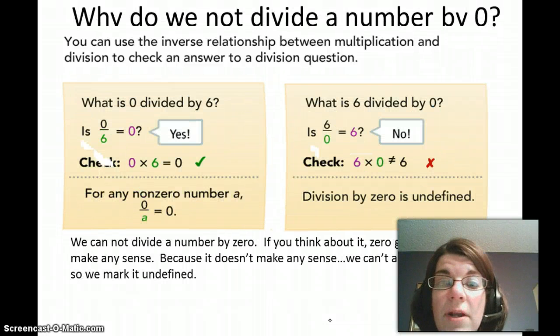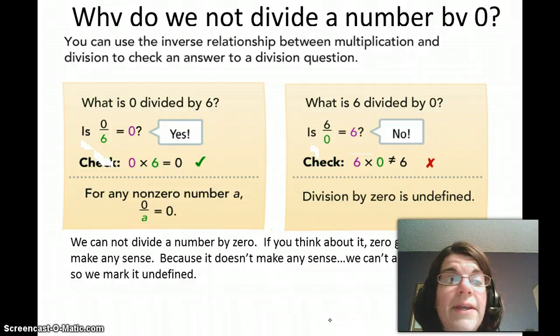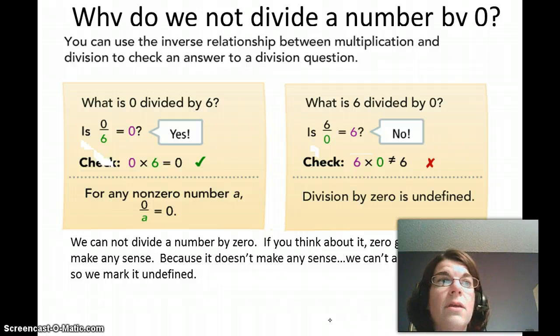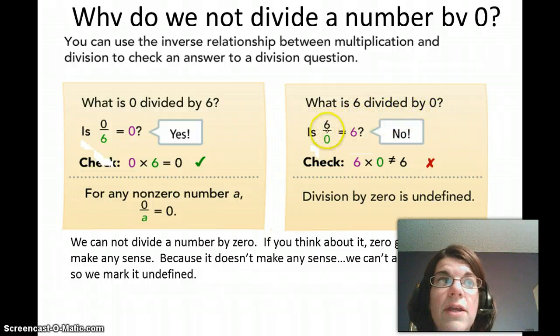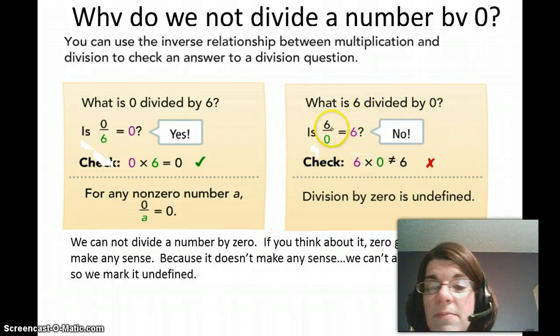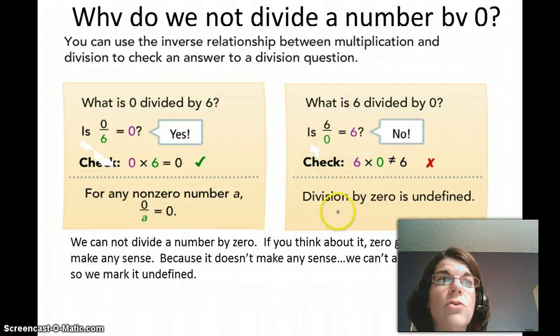Okay, so let's talk about undefined. You cannot divide a number by 0. It doesn't make any sense. Take a look over here. What is 6 divided by 0? You can't do it. 0 groups of 6 doesn't make any sense. And because it doesn't make any sense, we don't have an answer for it. So we say that any number divided by 0 is undefined. That's something to keep in mind.